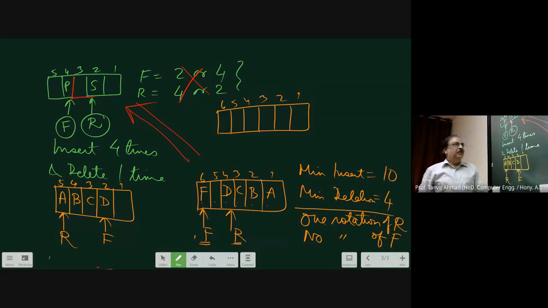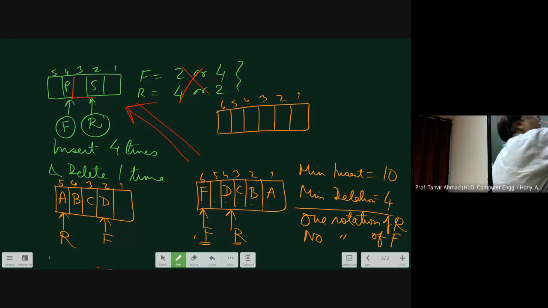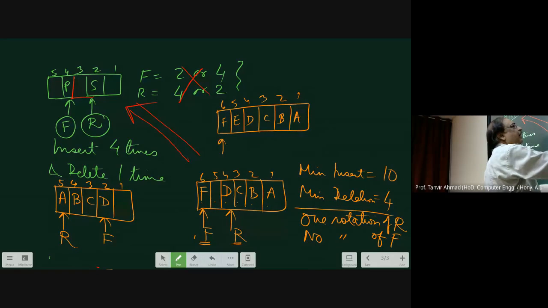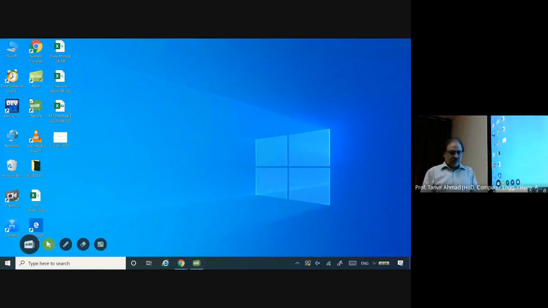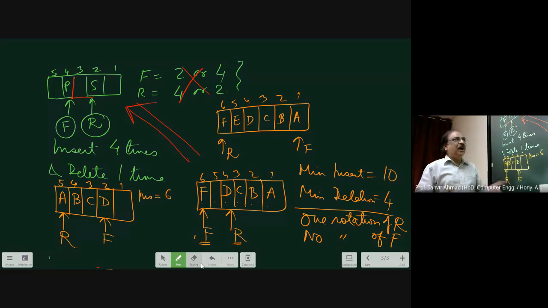Now, if you are inserting say 6 times, what will happen? You will get say A, B, C, D, E, and F. And R will come here, and F will be at this place. That means you have done insertion 6 times. Correct? Now you can't insert anymore. Now here, R is bigger than F. This is a normal queue.